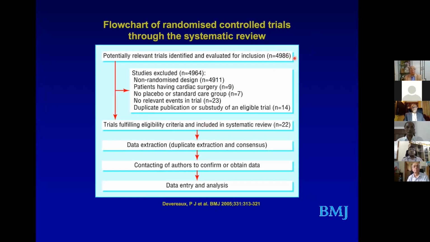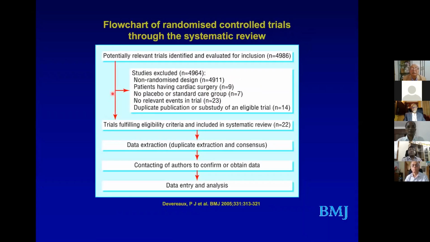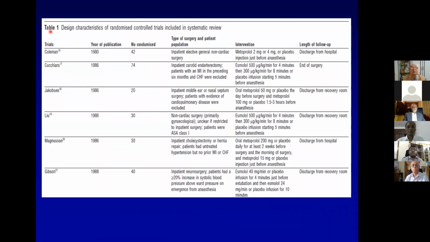So he initially, or his team initially, identified almost 5,000 papers. Most of them were non-randomized trials or non-randomized studies, so they were all excluded, and in the end they had only 22 papers that they were able to analyze for this research question: use of perioperative beta blockers in non-cardiac surgery, right? And this is table 1. It actually goes to 4 pages on both sides.